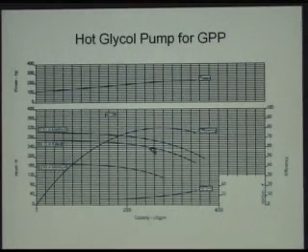This is the hot glycol pump we're getting for the GPP project. Very similar curve. It has power on this axis instead of NPSH. The NPSH is down here. But it gives you the minimum and the maximum impeller diameter that will fit inside that casing, and then it tells you which one the pump is going to be built with.